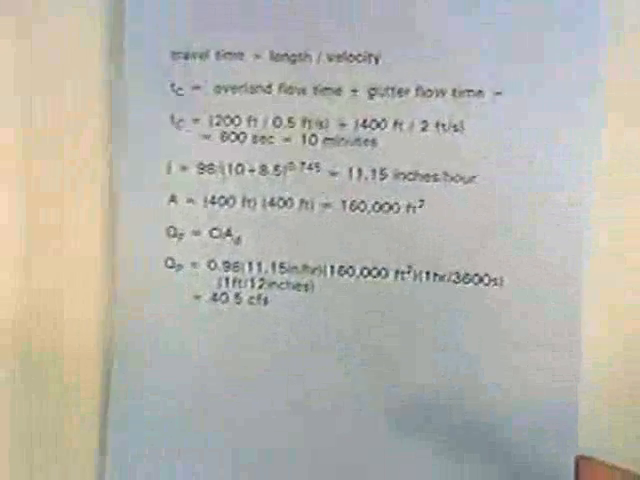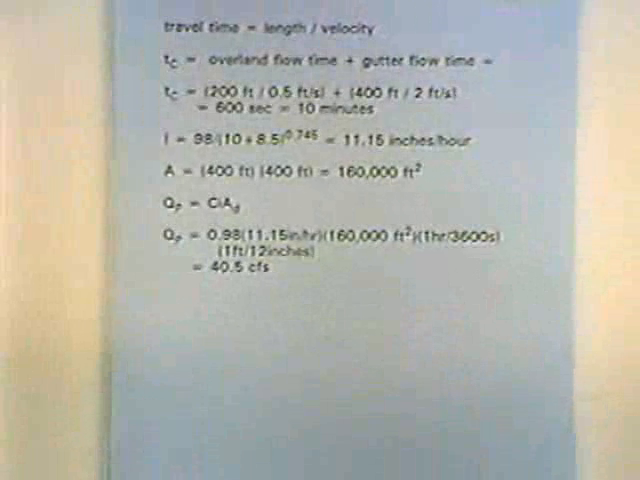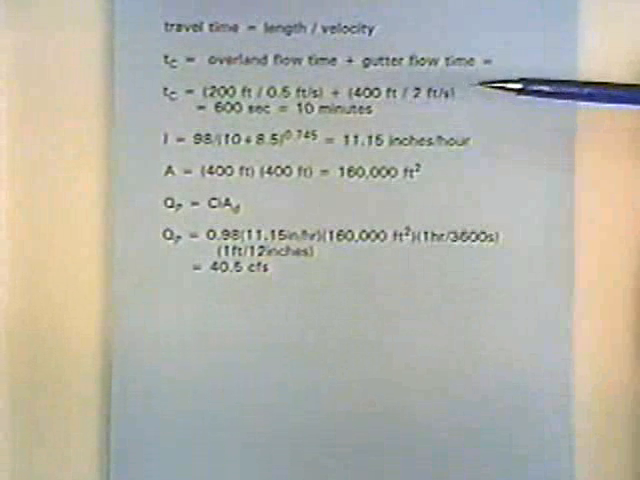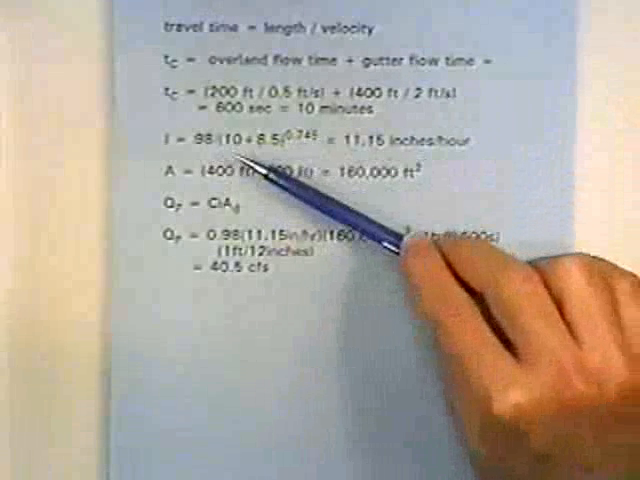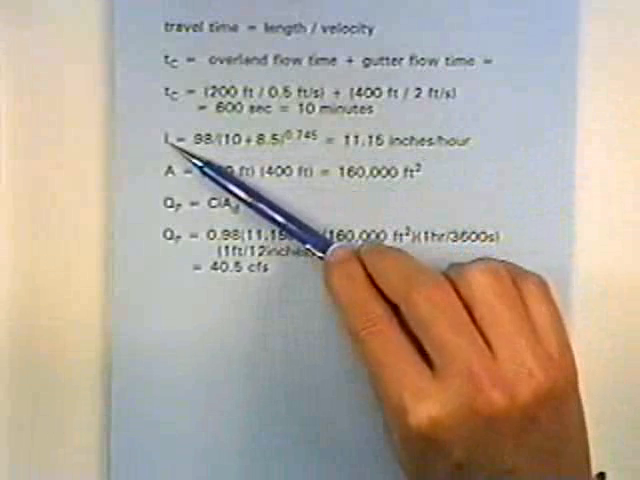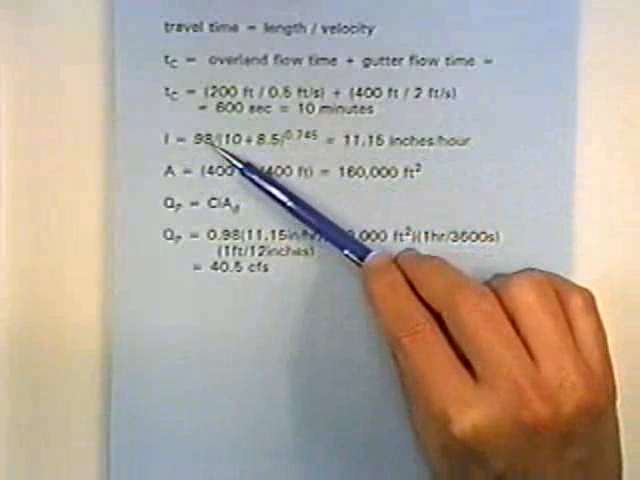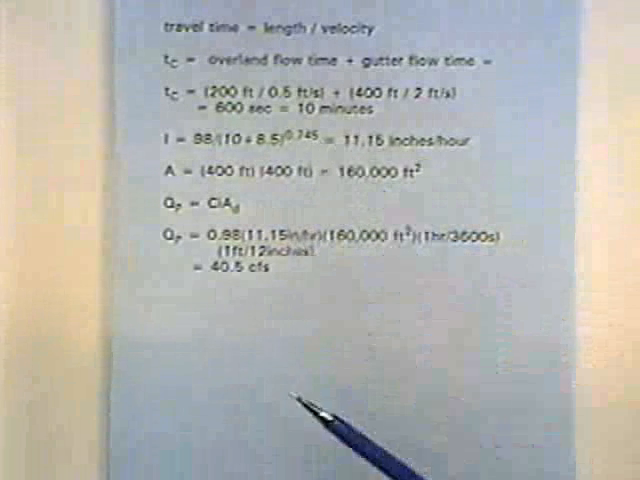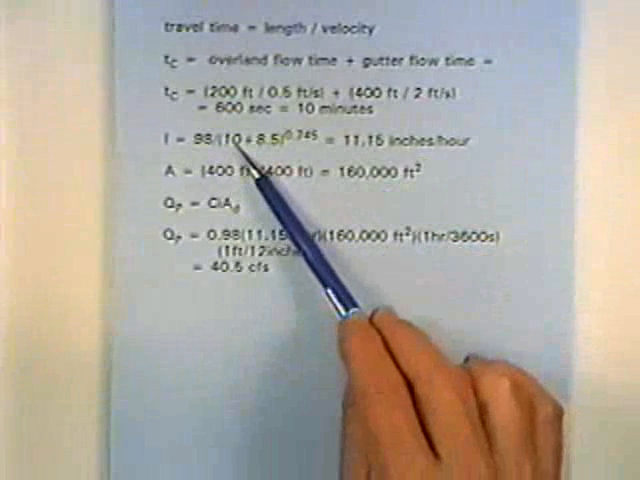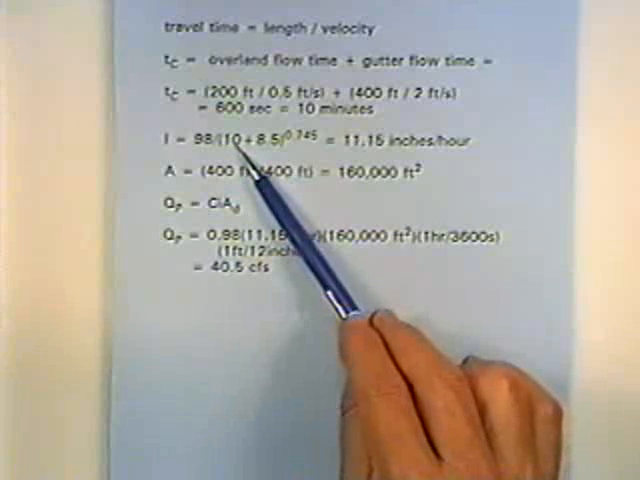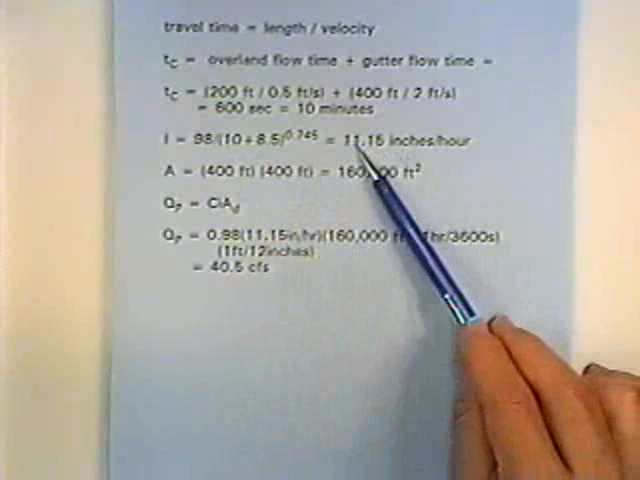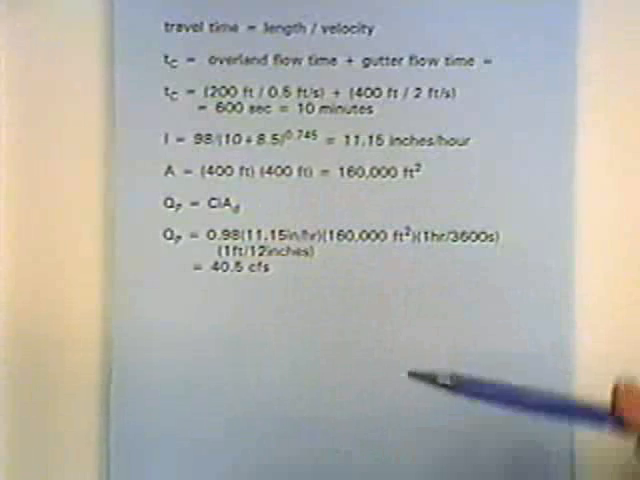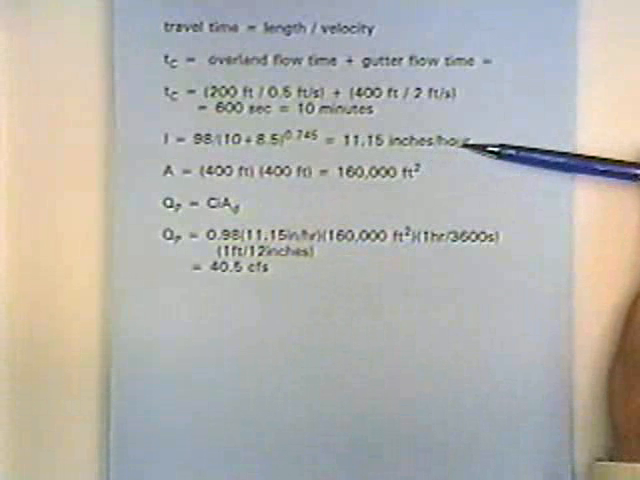I don't think I'll go back to the transparency, but you'll remember we used the Texas Department of Transportation regression coefficients for Brazos County, and we came up with this relationship where the rainfall intensity in inches per hour uses the regression coefficients 98, 8.5, and 0.74 for a 50-year recurrence interval. We'll plug in the 10 minutes for the duration of the rainfall, and we'll get a mean intensity of 11.15 inches per hour. So we've got the mean rainfall intensity.